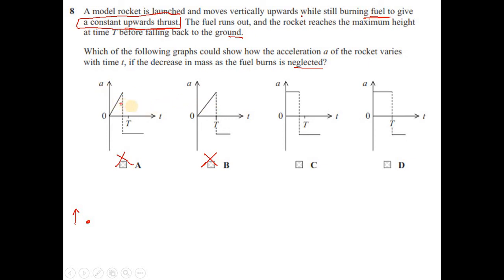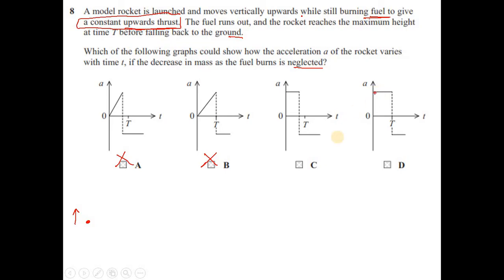So we cannot have increasing acceleration, because acceleration is constant. Because of this statement, the rocket is experiencing constant upward thrust. So we can have either option C or D, because in both we have initial acceleration constant.